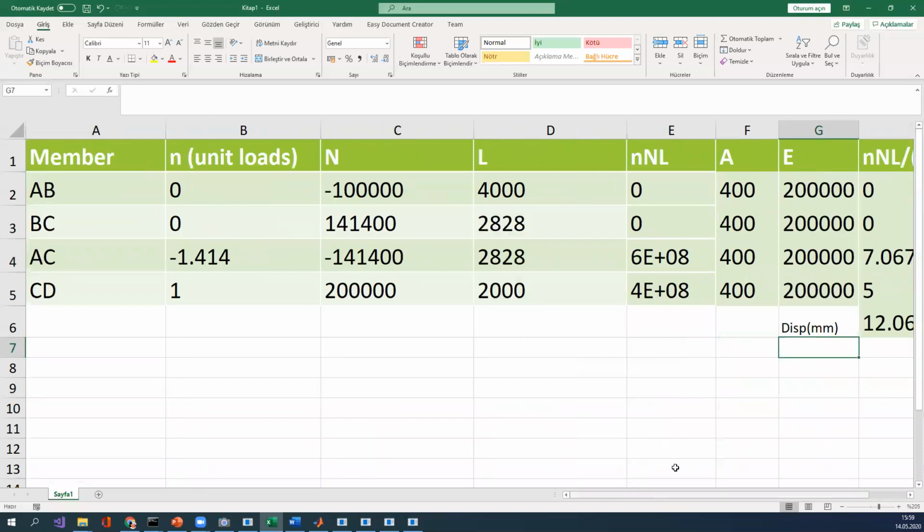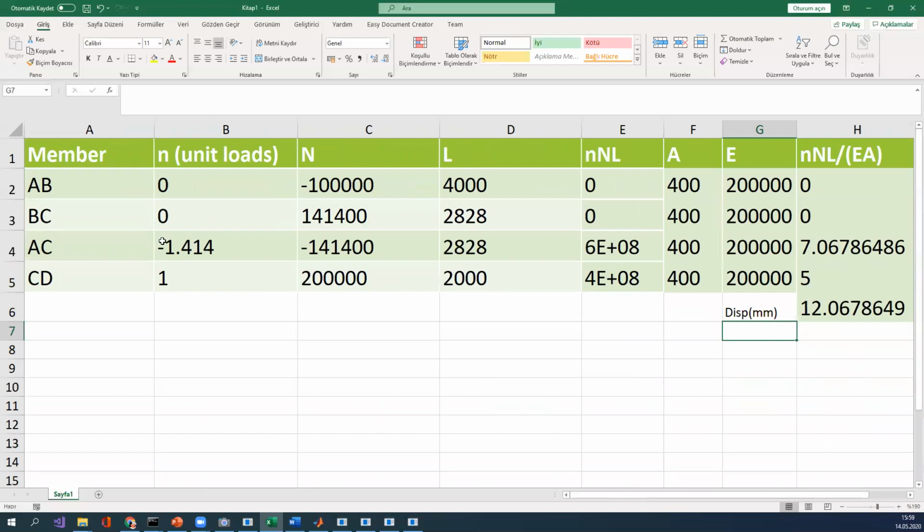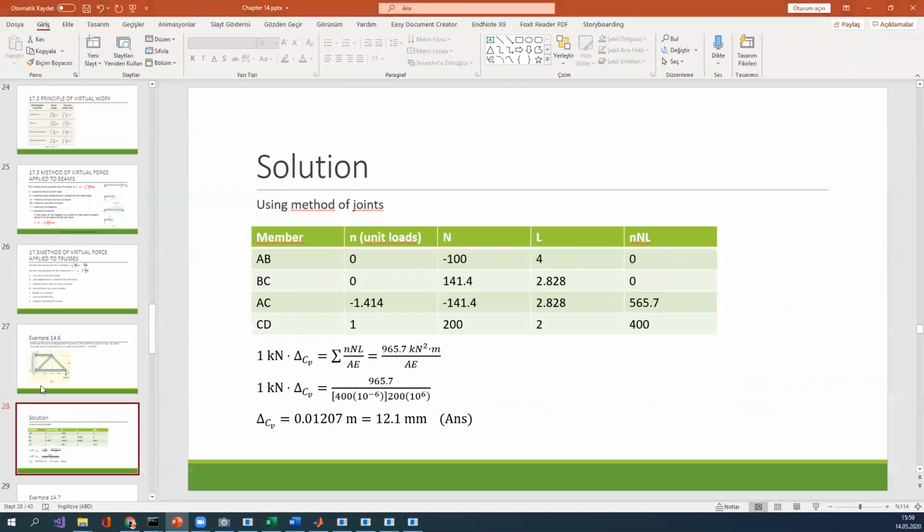I am using Excel to understand easily. Also, if you want, you don't need to make a new table. You can calculate these values separately and sum them. Also, you will get the same results. Okay.